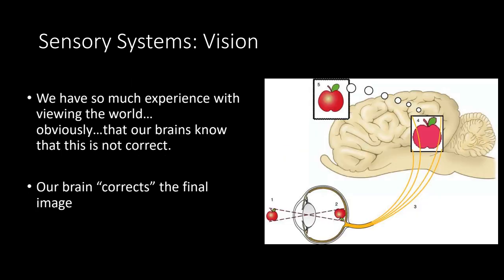But of course, this is not how we see the world, because our brain is able to correct this. We have so much experience looking at the world, and through experience with how the world actually is, it's not upside down, our brains are able to disregard this reversal, and it actually rewrites the image for us. We know that the world is not upside down, so our brains know that this is not the correct projection. So the brain is able to correct the final image that we see, so that we actually see a right side up image.